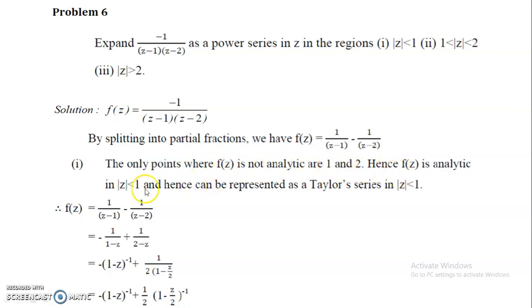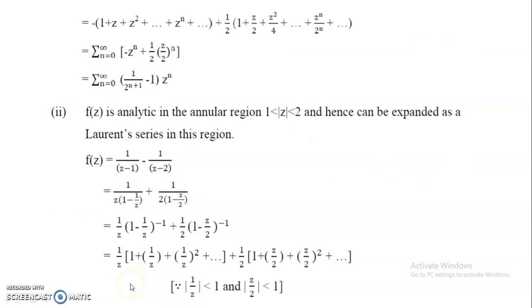Hence the function is analytic in mod z less than 1, and hence it can be represented as a Taylor series in mod z less than 1. That is why we have the expanded form here. This is the Taylor series expansion, as we know, because every term is in terms of z power something. In the second one, mod z lies between 1 and 2, hence it can be expanded as a Laurent series.